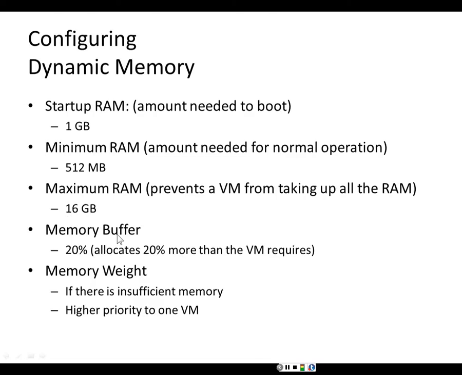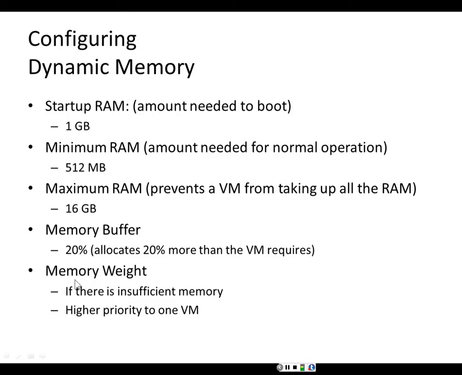Then we configure the memory buffer. What the memory buffer does, if we set it to 20%, is it allocates 20% more to the virtual machine than it really needs. And that way it gives us wiggle room for increases or for spikes in demand.